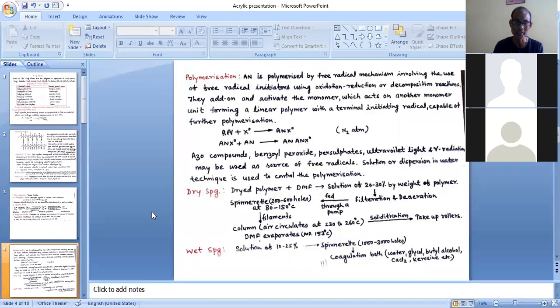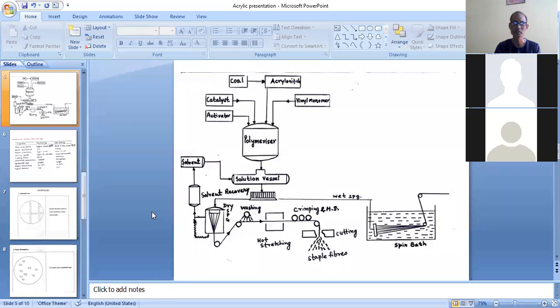And these two methods, dry spinning method or wet spinning method, which is used as a manufacturing or spinning method for acrylic, are shown here by flow chart. And here we are taking the diagram. So this diagram is indicating that acrylonitrile, which is monomer, and we are adding vinyl monomers here, catalyst, activator, and it is in an autoclave. It is heated in an autoclave, which is known as polymerizer.